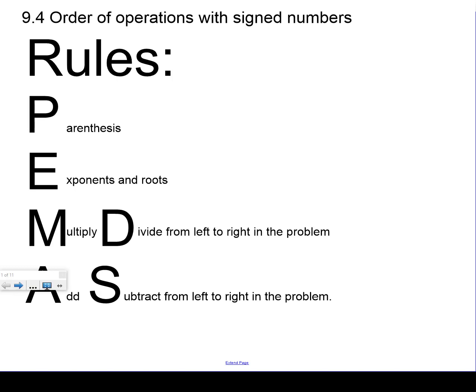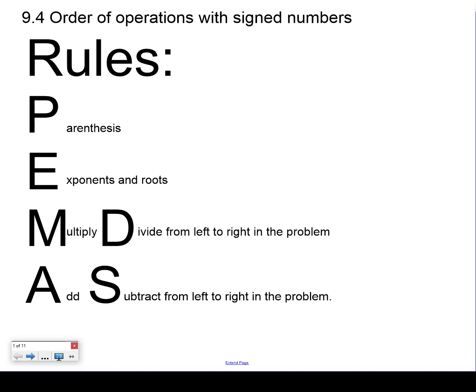All right, this is 9.4 lecture video over order of operations with signed numbers. In the last two sections, we've learned the rules for adding and subtracting signed numbers and the rules for multiplying and dividing signed numbers. Now we're ready to put it all together and follow all of the rules that we've learned for fractions, for adding, subtracting, multiplying, dividing, whole numbers, fractions, decimals, and now our signed numbers. We're going to put them all into one problem.